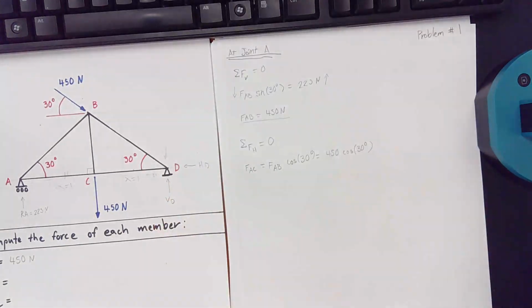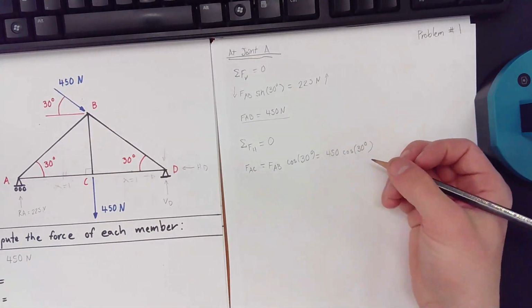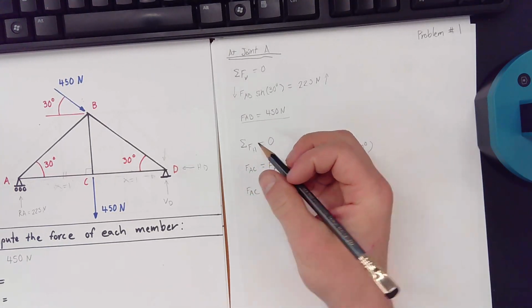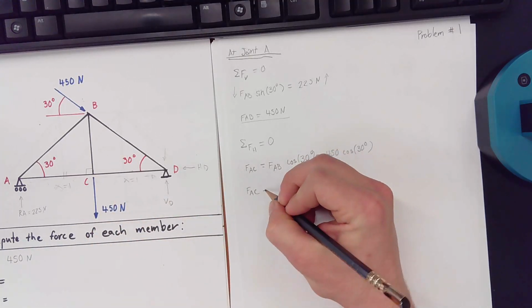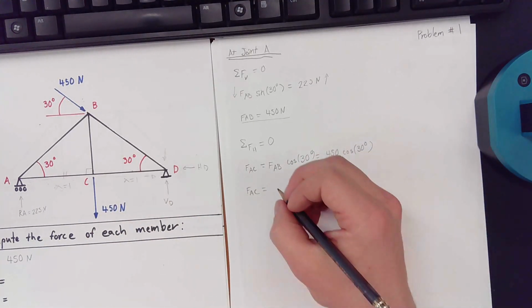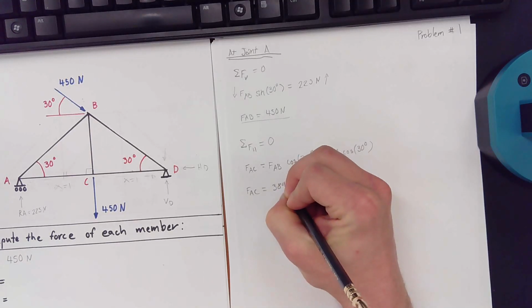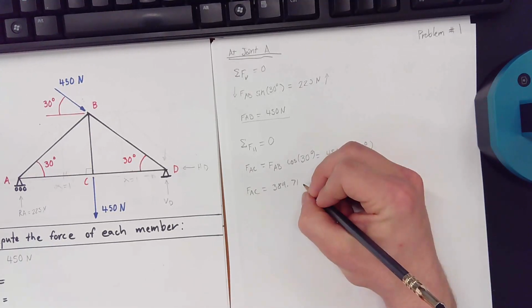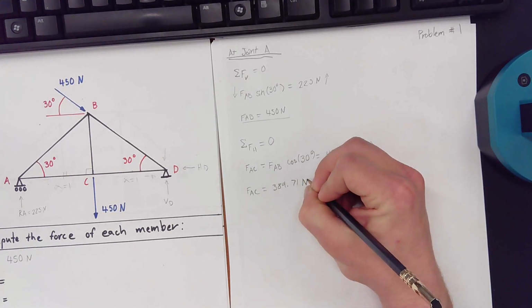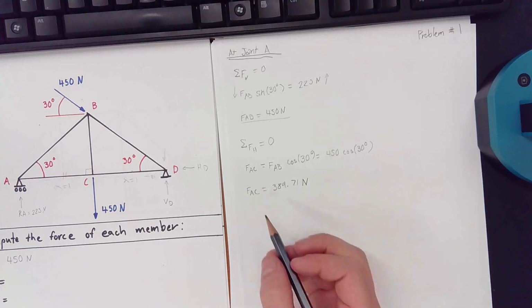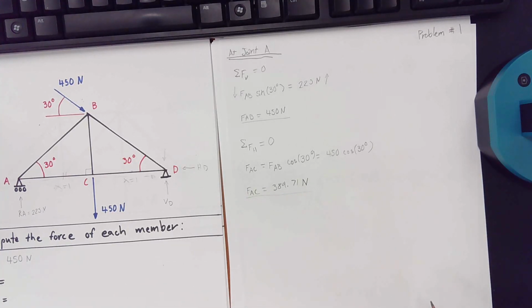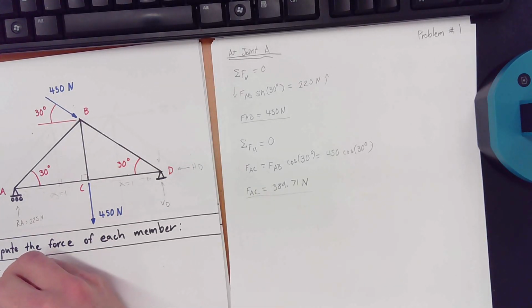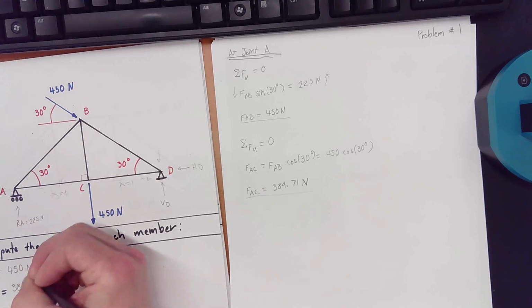And what that gives us, FAC, or the forces of member AC, is equal to 389.71 repeating. We'll stop at 2 decimals. And our units, never forget your units, we are measuring in newtons. All right, look at that. That is 2 members solved. We know AB, we know AC. So we can write AC down: 389.71 newtons.